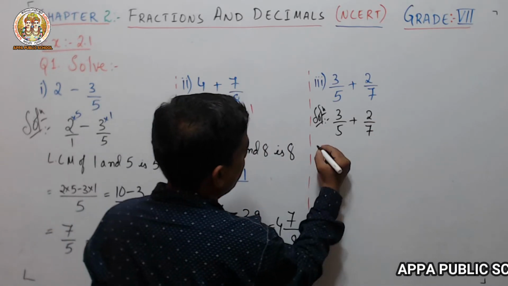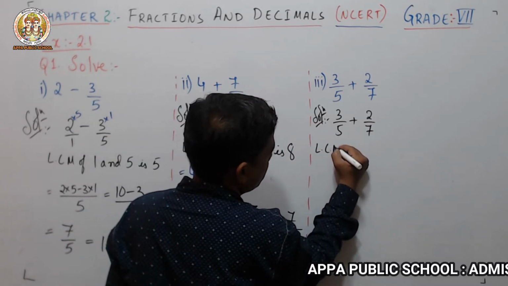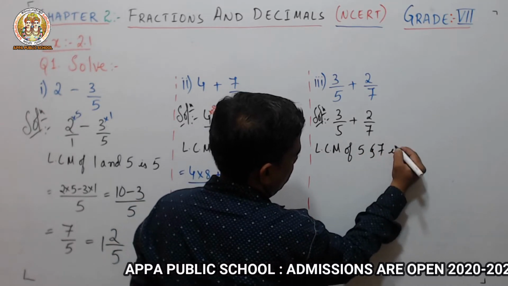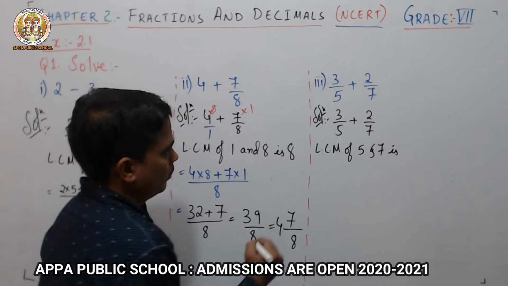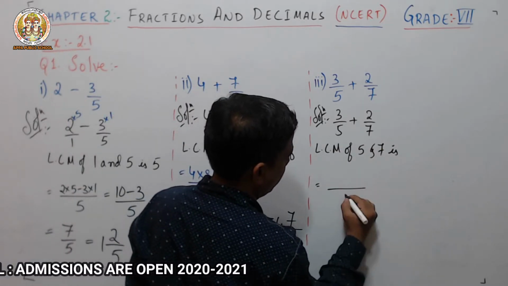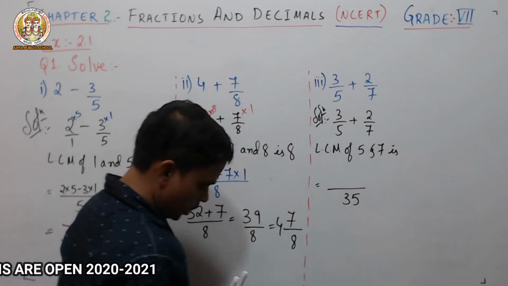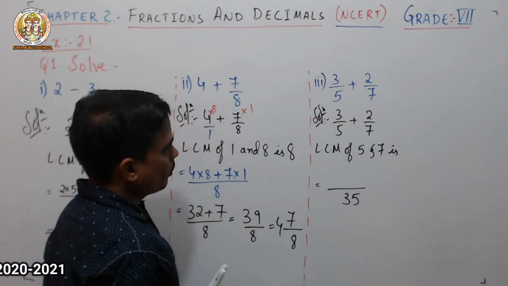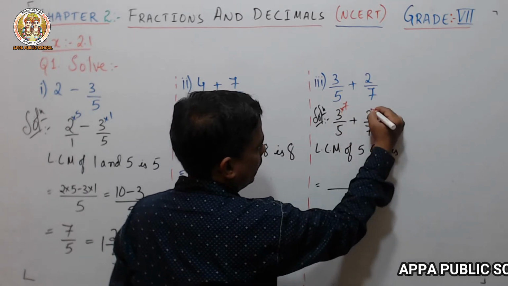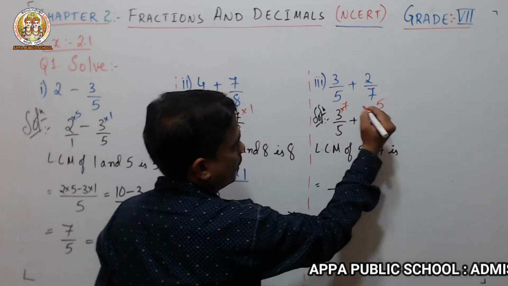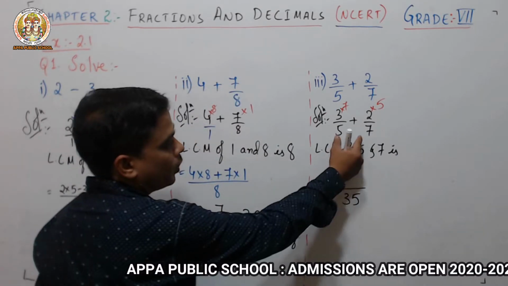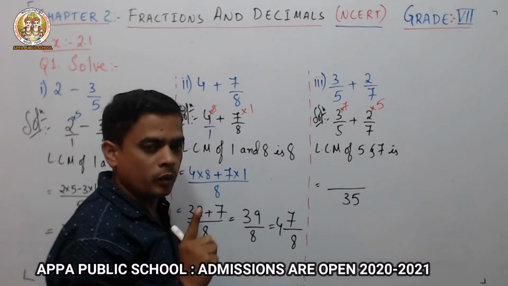So here what I will do, I will take an LCM. LCM of 5 and 7 is 7 5s are 35. I'll write 35 as it is. So here in the 5 table how many 7s make 35? 5 7s. In the 7 table how many 5s make 35? 5s.